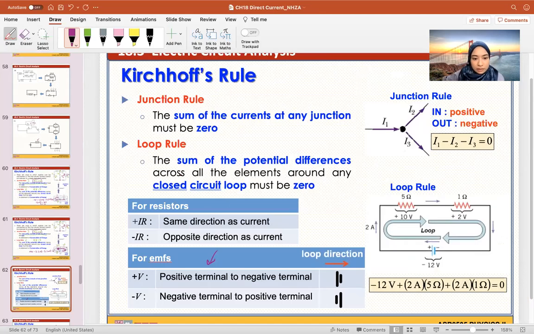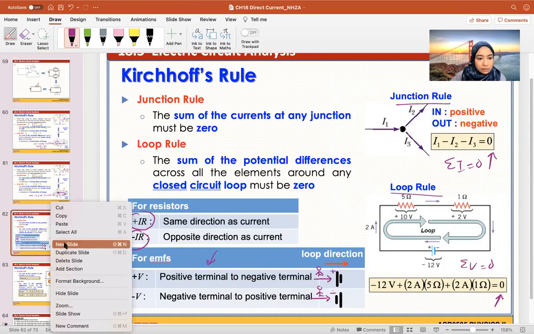Going back to this table, same direction as current, you will get a positive IR. Opposite direction with current, you will get a minus IR. If you go from positive terminal to negative, which means your loop goes this way, you see the positive side first, so your V is positive. If your loop is this way, you see the negative side first, then your voltage becomes negative in your equation. Remember, your equation always equals 0. Always. This is the sum of V, this is the sum of I's. This is your junction rule. This is your loop rule.